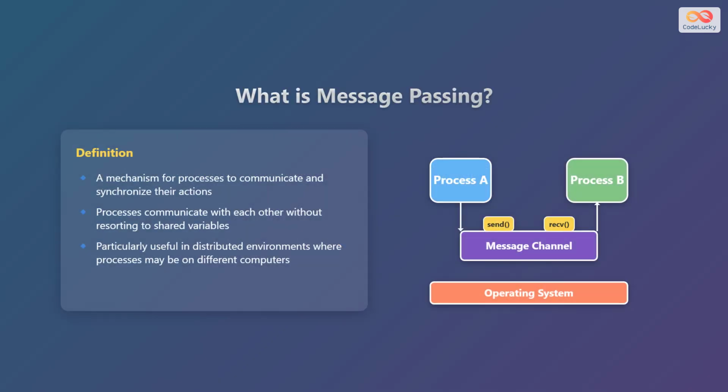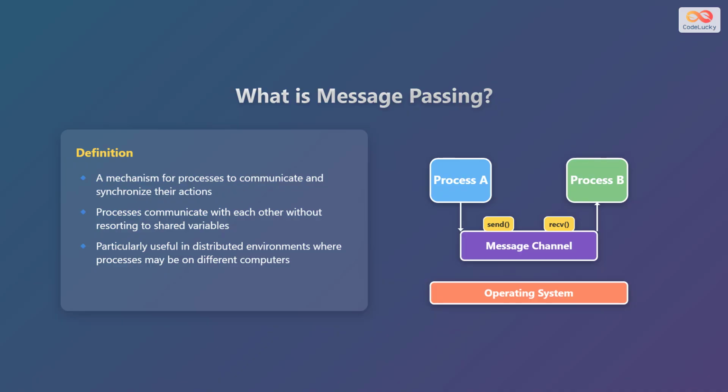Message passing is a mechanism that allows processes to communicate and synchronize their actions. Unlike shared memory, processes communicate with each other without resorting to shared variables. This is particularly useful in distributed environments, where processes may reside on different computers.